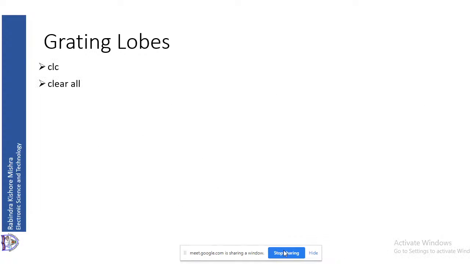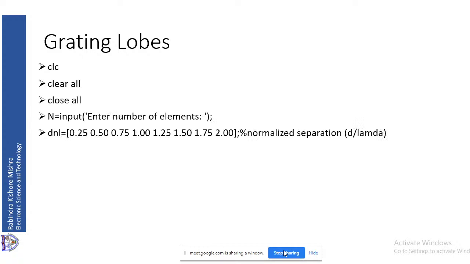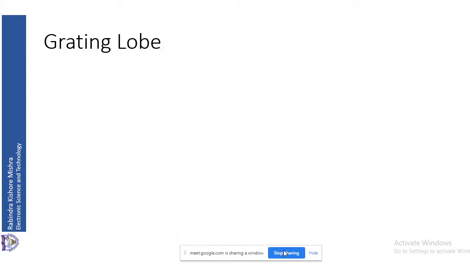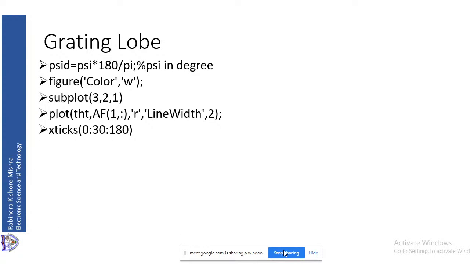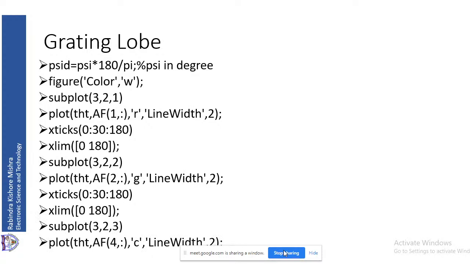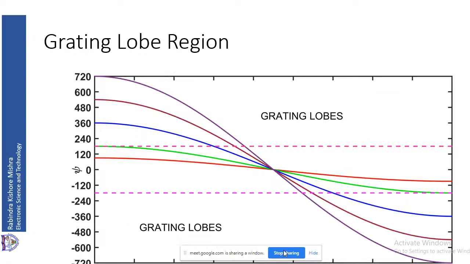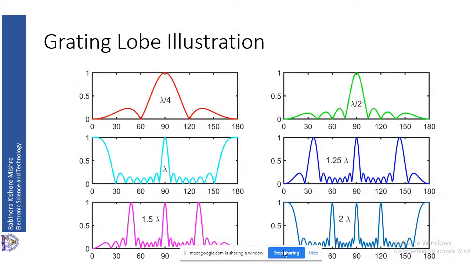Then you can write the equation for grating lobes in the form of a program. This is the program. I am not going to explain this program anymore. That you have to do. Plots, subplots, etc. So programs you will discuss among yourself. I think that's all that I wanted to discuss on grating lobe illumination.